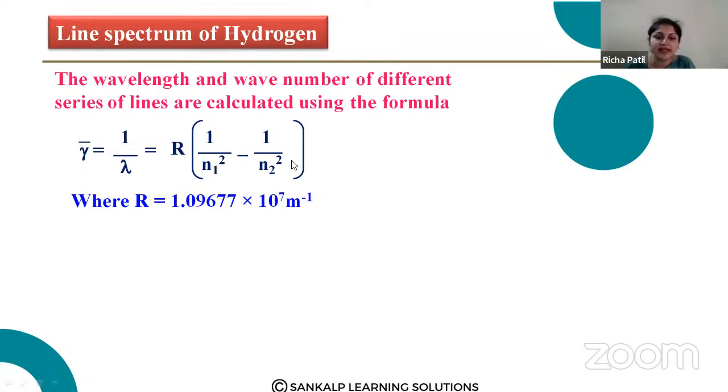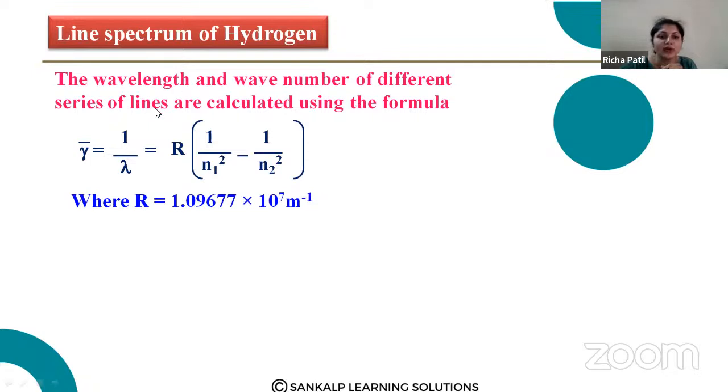If you take any element and bombard it with some energy, it will undergo excitation, which means it goes from a lower energy to a higher energy. When it goes to higher energy, it has to come back, and when it comes back, it emits some radiation. It gives some spectral lines. That study is nothing but the line spectrum of hydrogen.